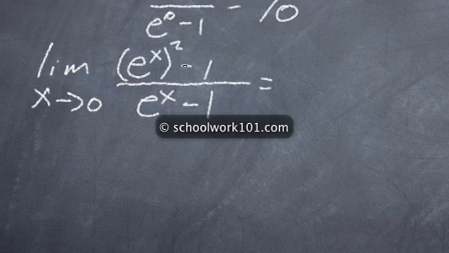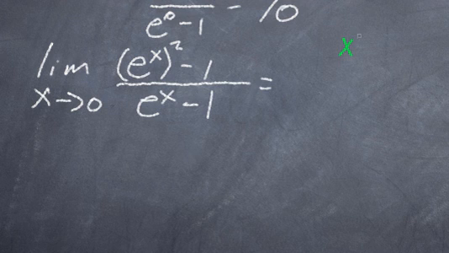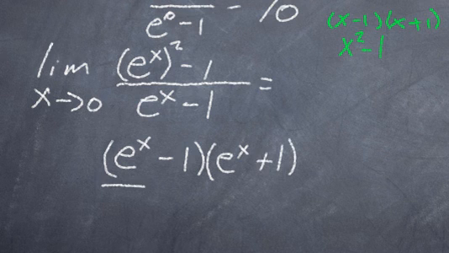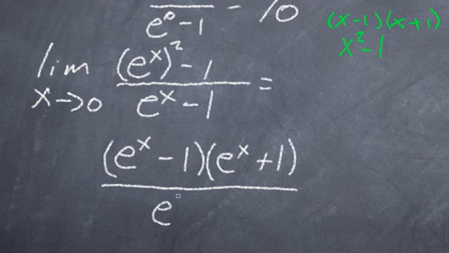So if you can remember, let me do a little side work over here. If I had x squared minus 1, we can factor this into x minus 1 times x plus 1. So that's what we basically have over here. So I'm going to factor this as e to the x minus 1 times e to the x plus 1, and that's all over e to the x minus 1.